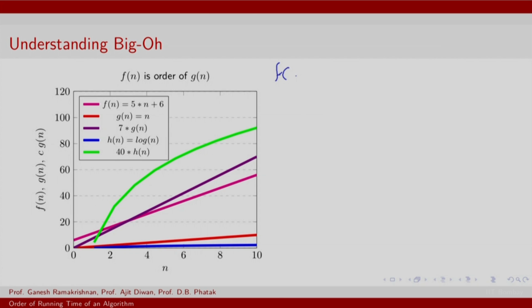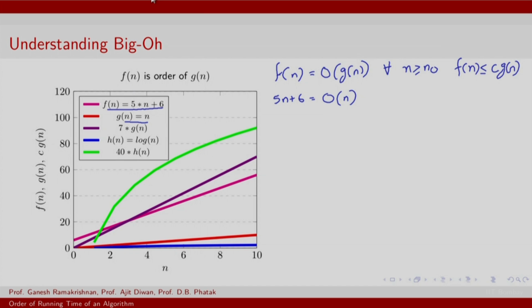So we claim that a particular function f(n), defined here as 5n plus 6, is order of g(n), where g(n) is defined to be n. So what are we saying? That f(n), which is 5n plus 6, is order n, which means for all n greater than or equal to n naught, f(n) is upper bounded by some constant c times g(n).